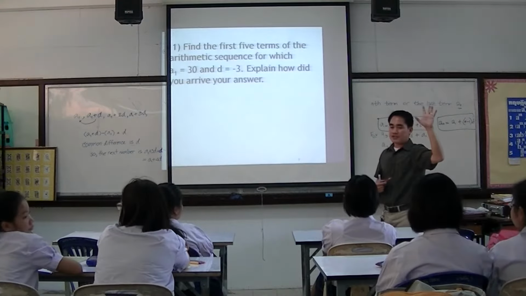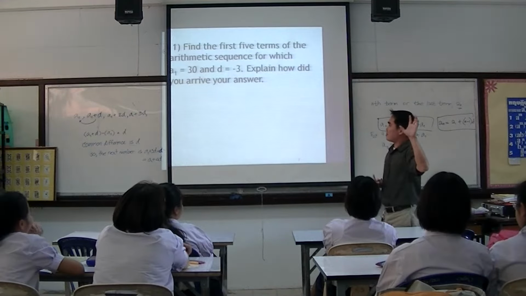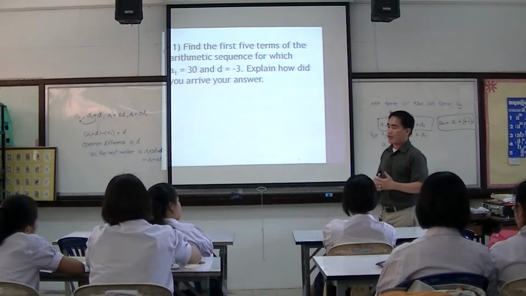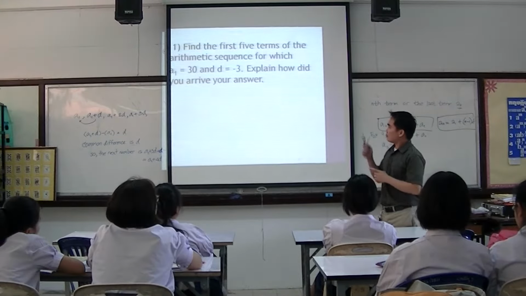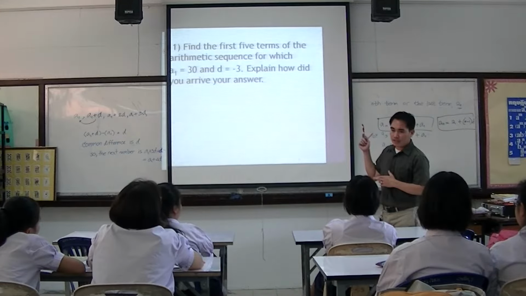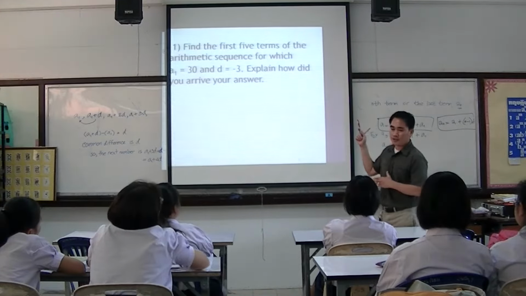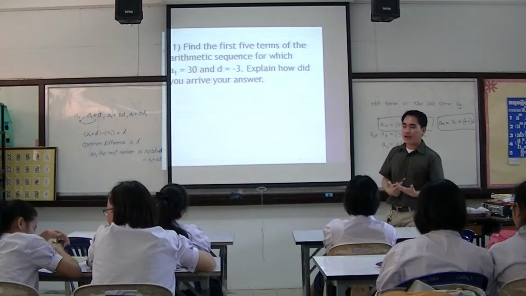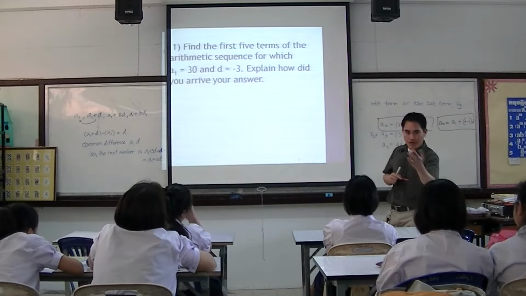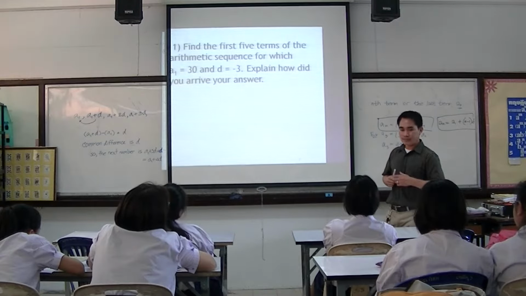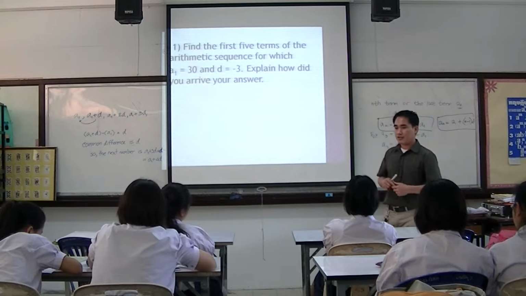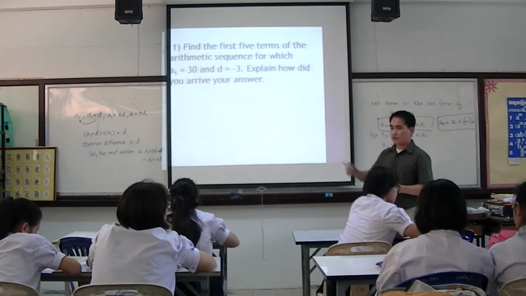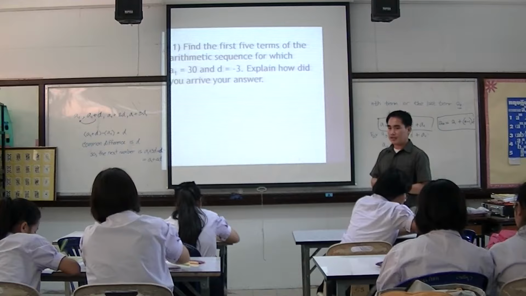Find the first 5 terms of the arithmetic sequence for which A sub 1 equals 30 and D, what is D again? Common difference, which is equal to negative 3. Explain how you arrived at the answer. So you can try to solve first. After 1 minute, I'll call somebody to solve that on the board and then explain.